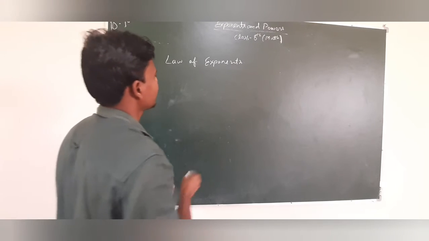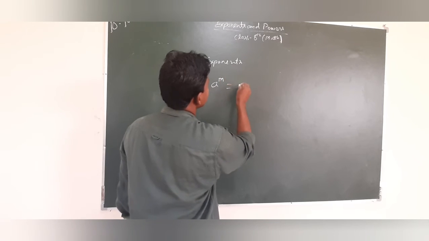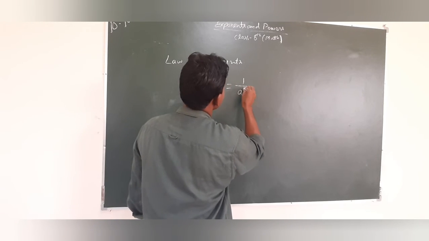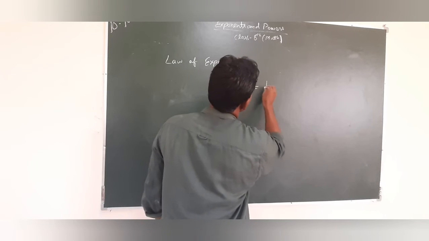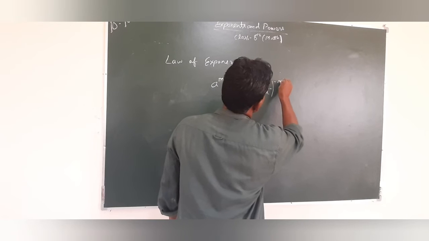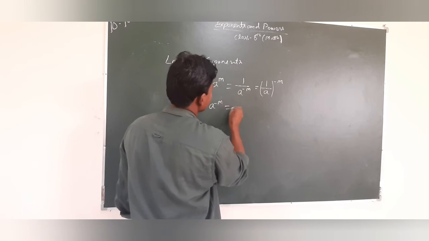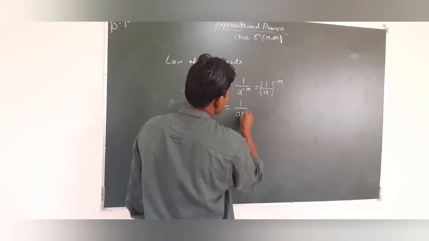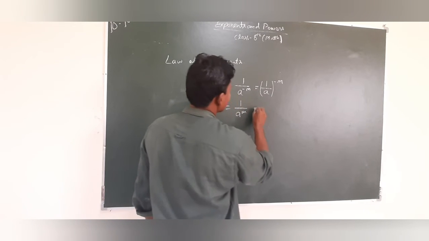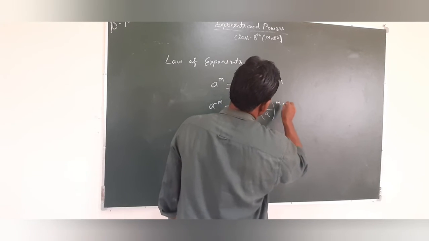Next is a to the power m equal to 1 upon a to the power minus m, or a to the power minus m equal to 1 upon a to the power m, or 1 upon a raised to power m.